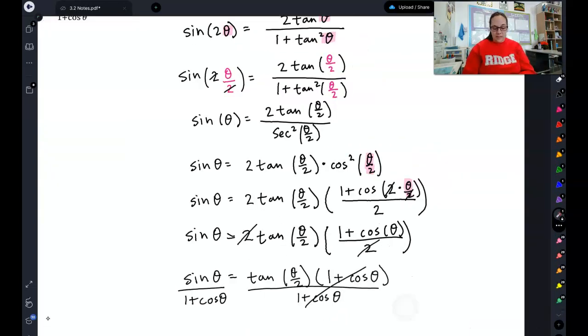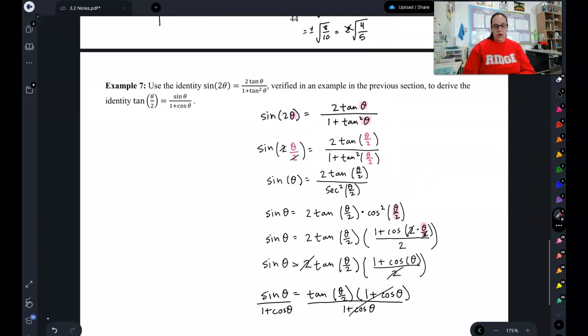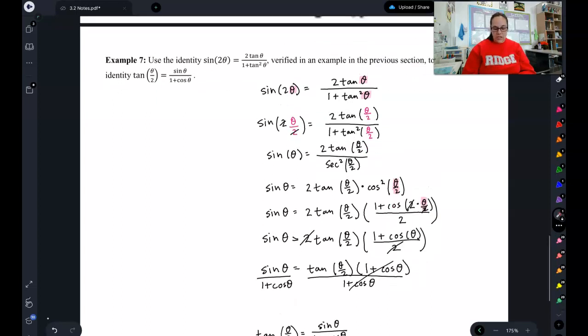I really like this problem because it kind of uses everything we've done today. Uses our half angle, uses our power reduction. We've got a lot going on in there.